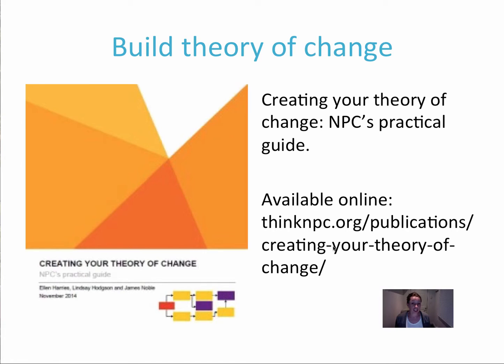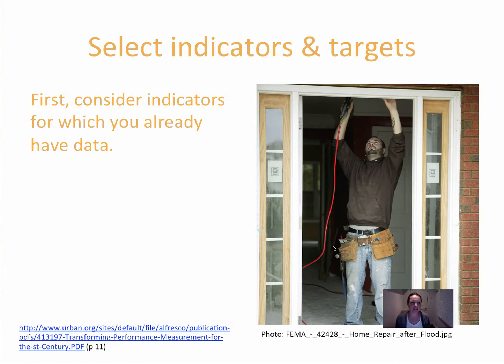Then you build your theory of change. There's a great resource, again for free, online, Creating Your Theory of Change. It's NPC's Practical Guide. You can get it here. I'll leave it at that for now. You then want to select indicators and targets. For this piece, I'm going to be drawing terms and words from a document from the Urban Institute, Transforming Performance Measurement for the 21st Century. They have a great point.